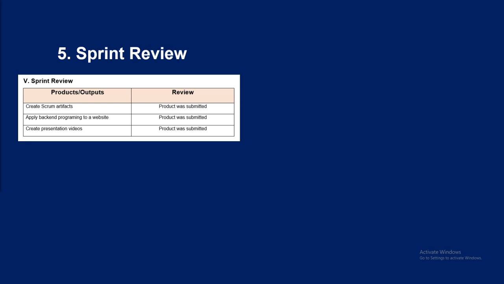Now for the next artifact, which is the sprint review, I just listed down the products or outputs that I have declared and identified earlier and just did a very simple and straightforward review where I just reviewed that the product was successfully submitted, finished, or created.